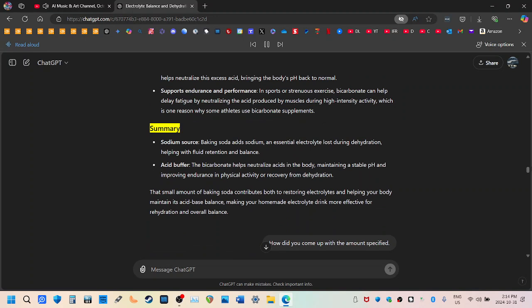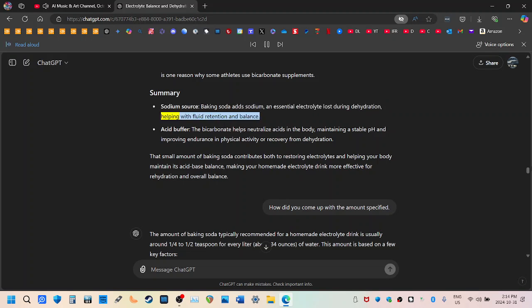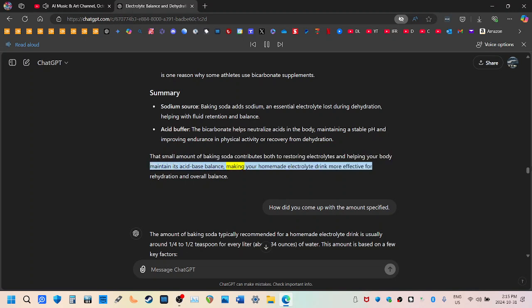Summary. Sodium source. Baking soda adds sodium, an essential electrolyte lost during dehydration, helping with fluid retention and balance. Acid buffer. The bicarbonate helps neutralize acids in the body, maintaining a stable pH and improving endurance in physical activity or recovery from dehydration. That small amount of baking soda contributes both to restoring electrolytes and helping your body maintain its acid-base balance, making your homemade electrolyte drink more effective for rehydration and overall balance.